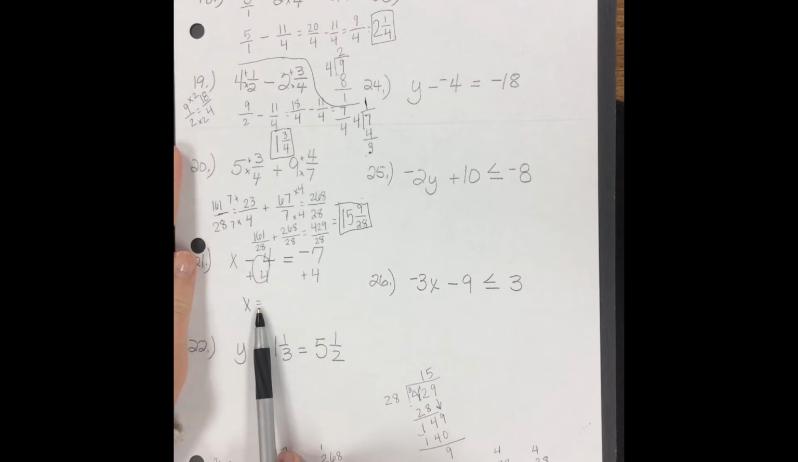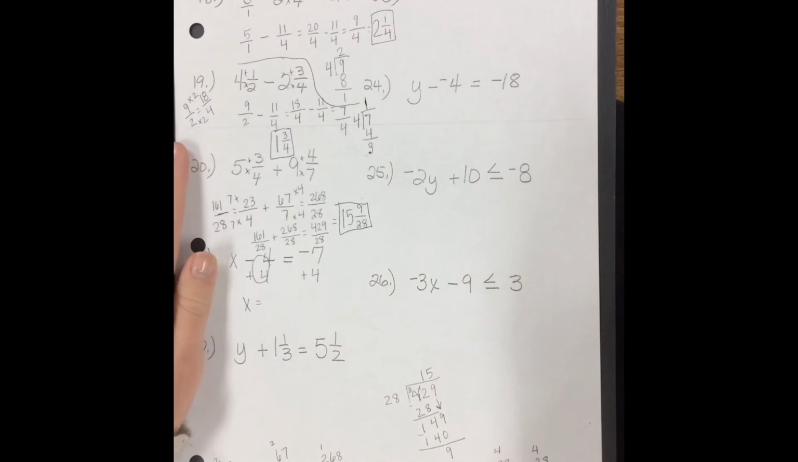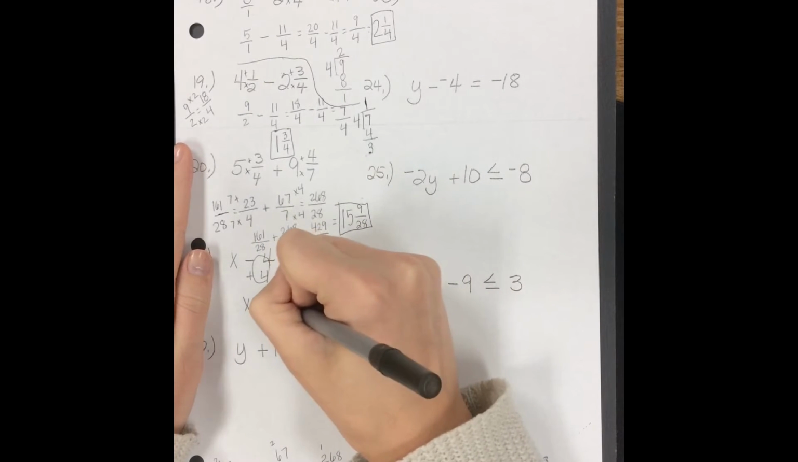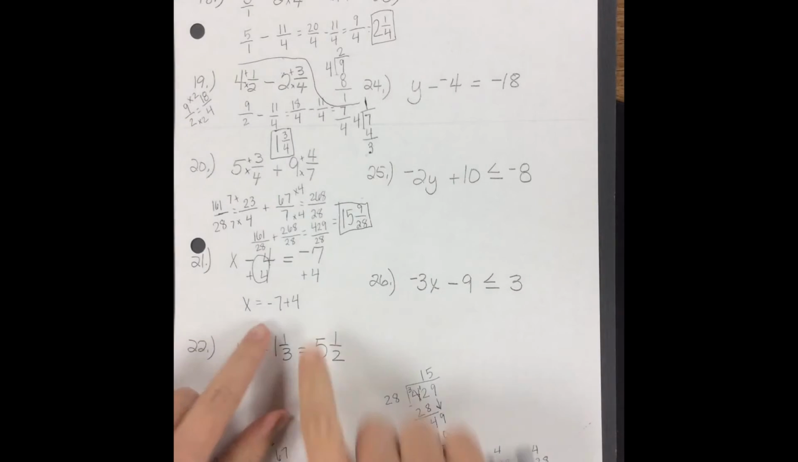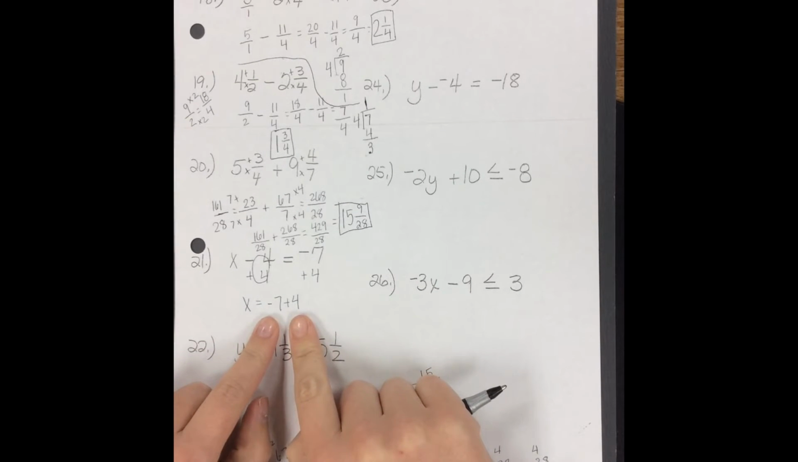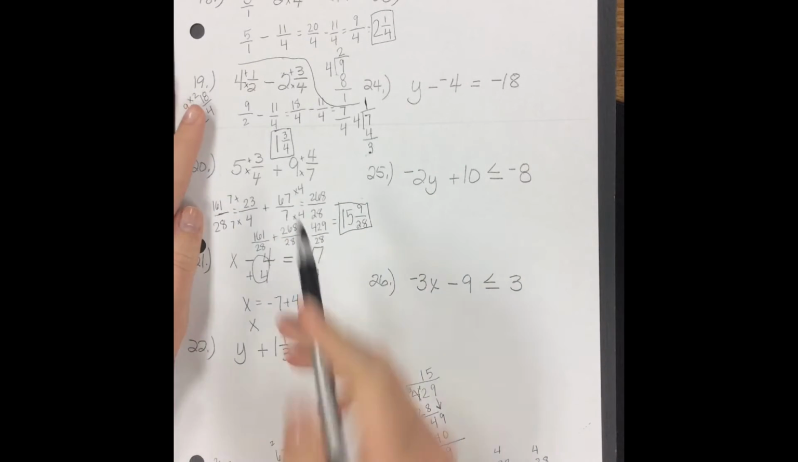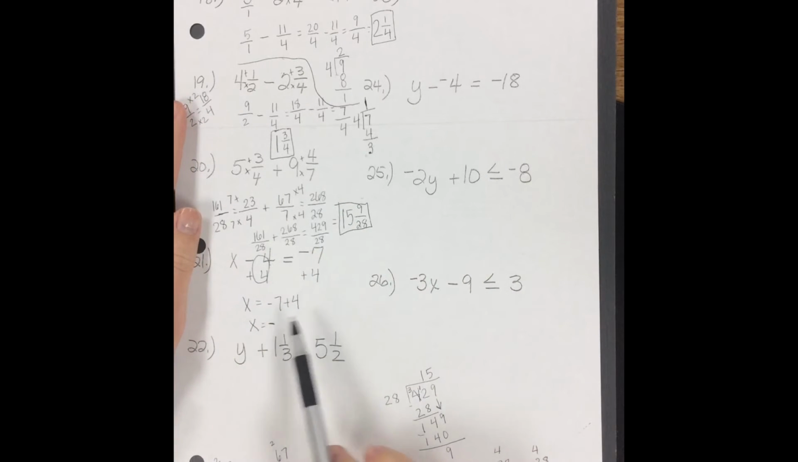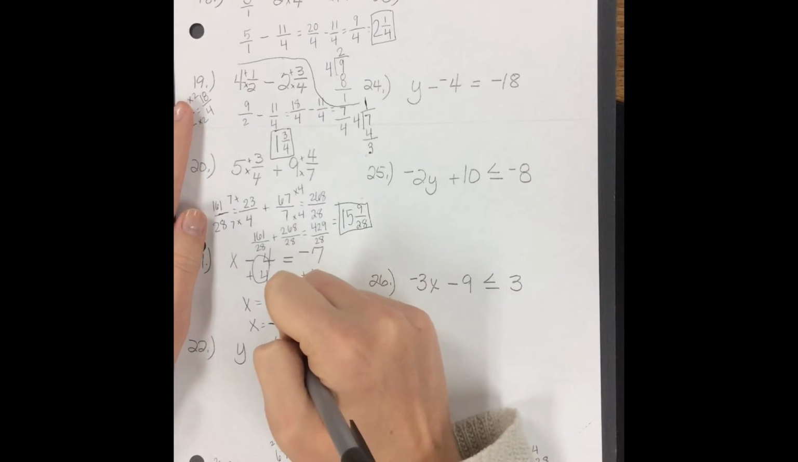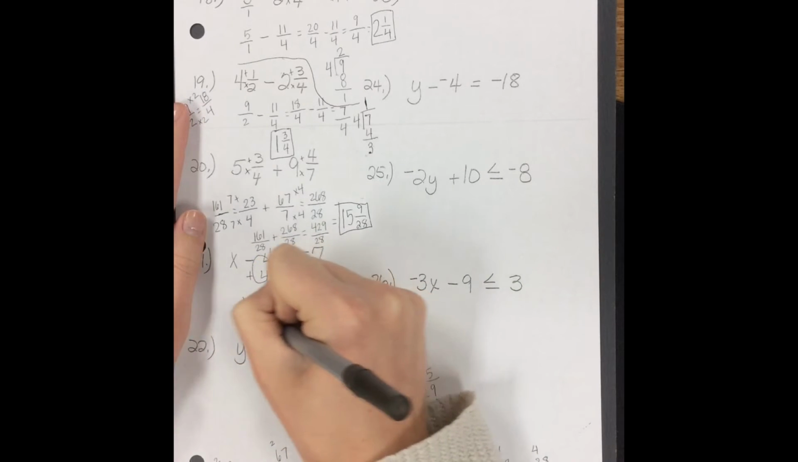Bring down your x. Okay, so negative 7 plus 4. Let's write it like this, negative 7 plus 4. All right, so we are adding integers with different signs, so we need to subtract and keep the sign of the larger number. The larger number is 7, so keep that negative sign. 7 minus 4 is 3. So our answer is x equals negative 3.